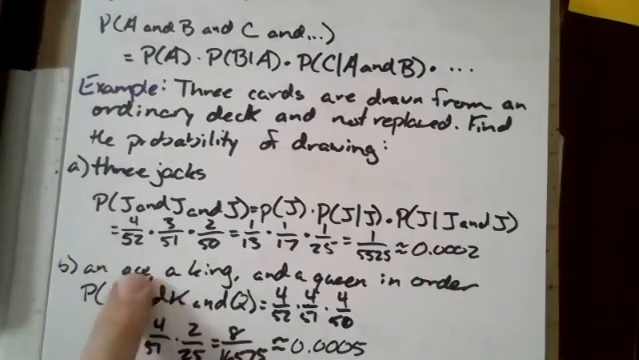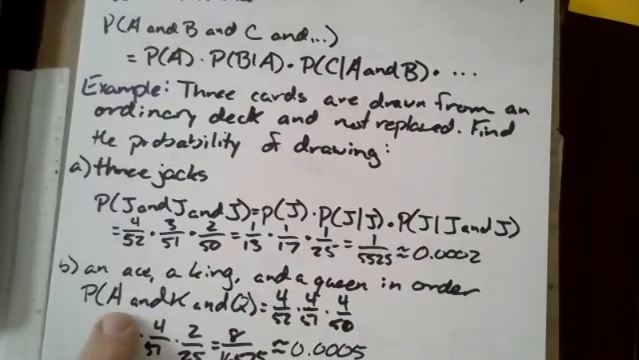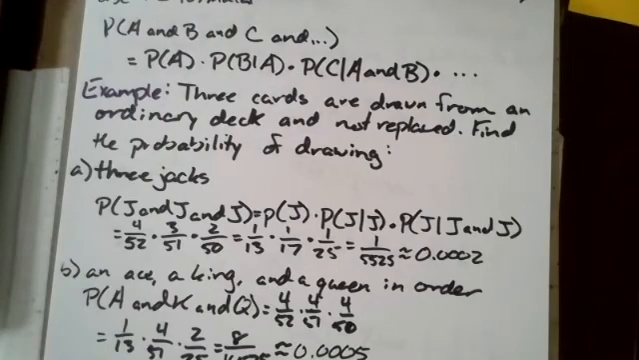The probability of drawing an ace, a king, and a queen in order. We find the probability of drawing an ace, which is 4 out of 52, times the probability of drawing a king, which is 4 out of 51, times the probability of drawing a queen, which is 4 out of 50, because at each of these points we have 1 fewer card left in the deck. So that's 1/13 times 4 51sts times 2 25ths, which is 8 out of 16,575, or about 5 10,000ths.